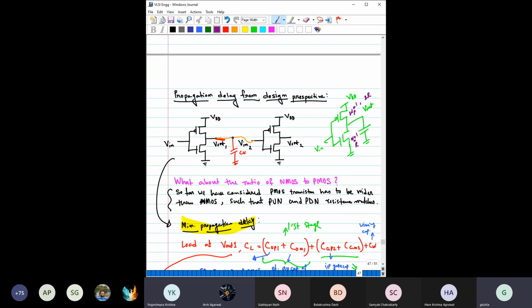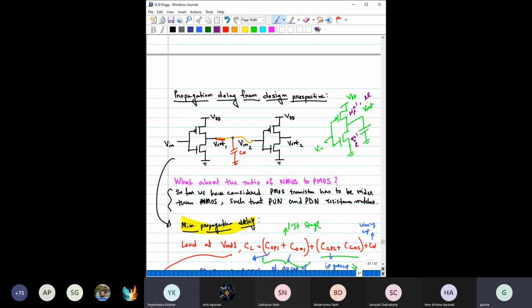I'm still thinking about the previous resistance part. Sir, here WP equals 1, WN equals 1, but the resistances are different. Is this due to VDD? I mean, the VDS across the two transistors is not the same.